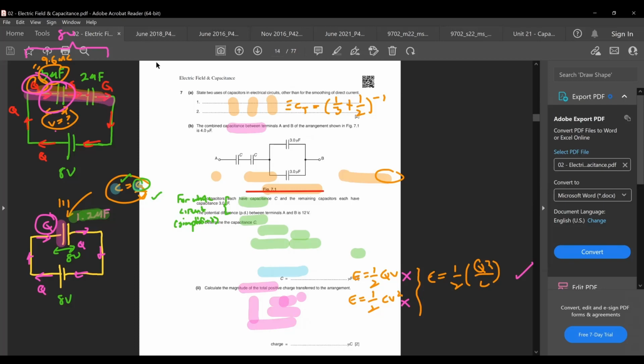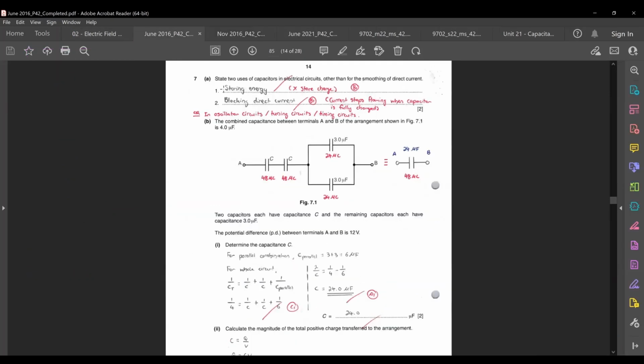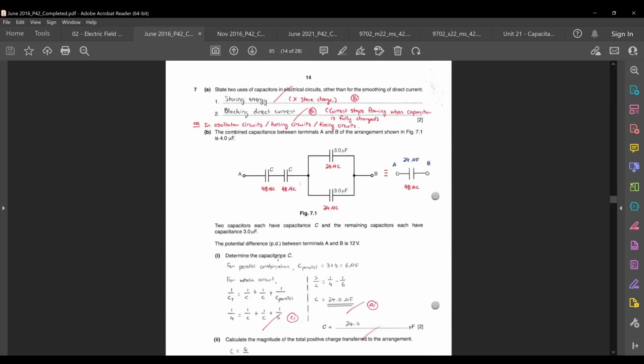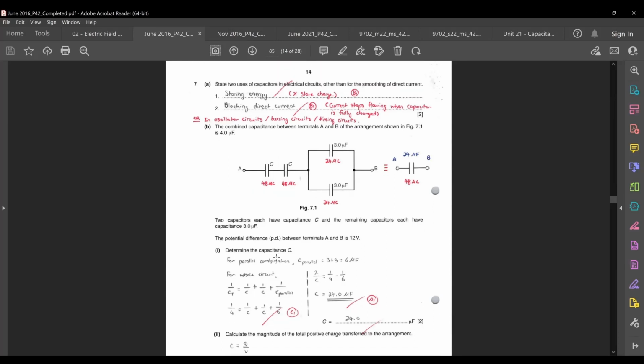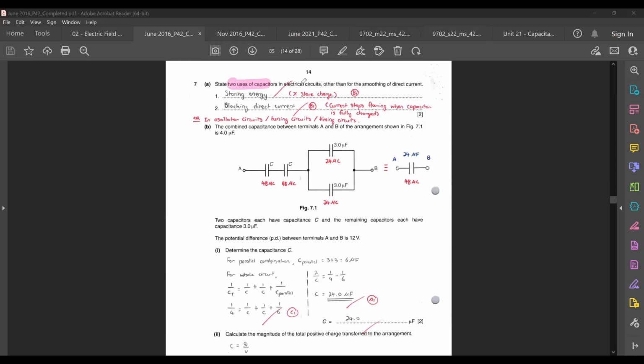Okay, so for page 14, let me just get this thing out. For page 14: state two uses of capacitors in electrical circuits other than for smoothing a direct current. This is actually the smoothing of rectified AC. Okay, this part here, smoothing of direct current, is actually talking about smoothing of rectified AC.